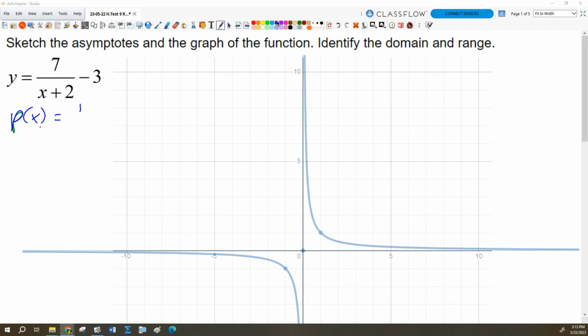We could call it P of x equals 1 over x, and that's the look of our parent graph. What are the values of a, h, and k? A is 7. Good. It's 7. There's a.